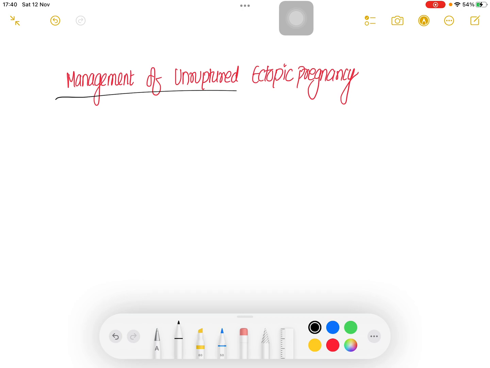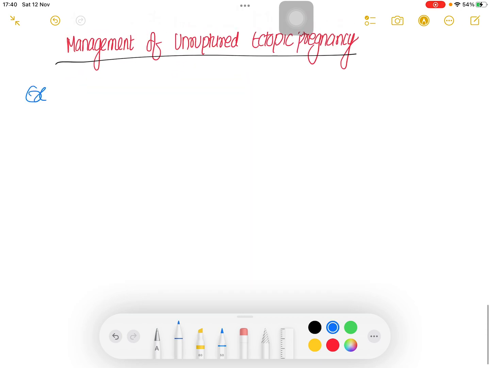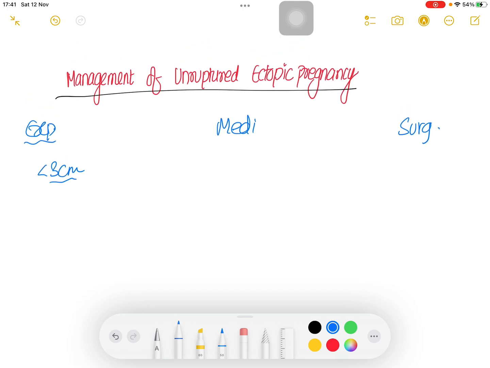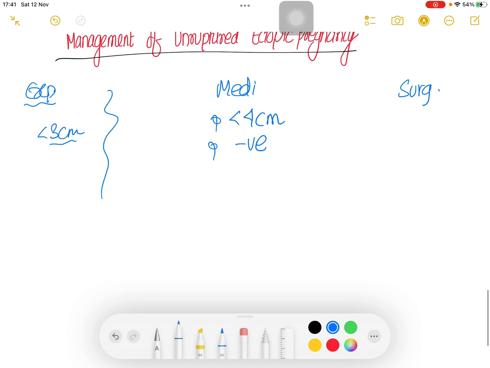So for the management of the unruptured ectopic pregnancy, there are expectant management, medical management, and surgical management. For the expectant management, we have to wait and watch for it to resolve on its own, so there is not much to it. If the product is less than 3 centimeter, then we can do the expectant management. And if the product is less than 4 centimeter and there is no cardiac activity in the tube, then we can do the medical management.